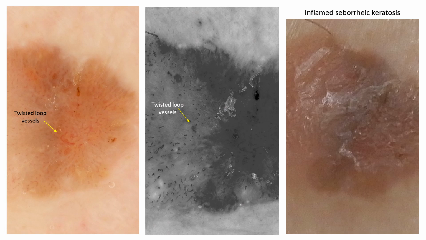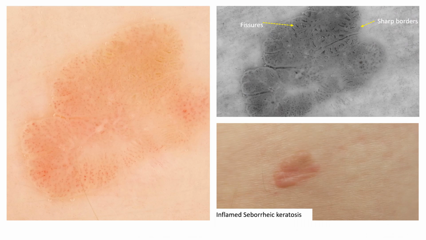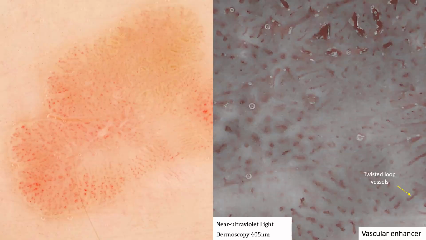Difficult seborrheic keratosis. Both in the polarized mode and the near ultraviolet mode, we see the twisted loop vessels. With the addition of the vascular enhancer, we see these vessels quite nicely. Another tough seborrheic keratosis. In the polarized mode, they almost look like vessels as dots. In the near ultraviolet mode, we see both fissures and sharp borders. And we see the features quite nicely now in the near ultraviolet light mode with the vascular enhancer.